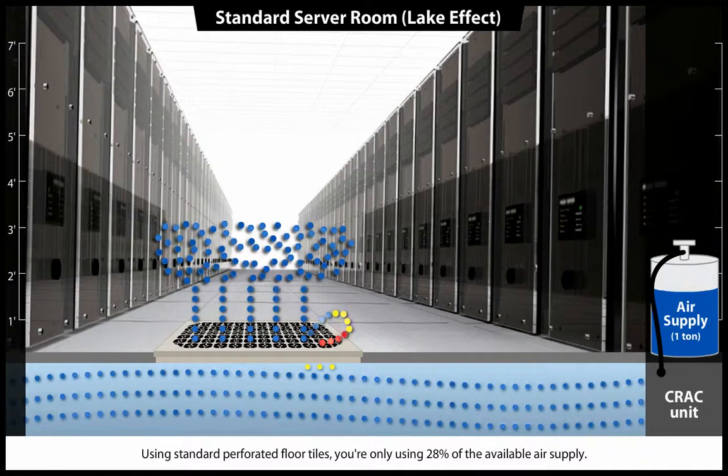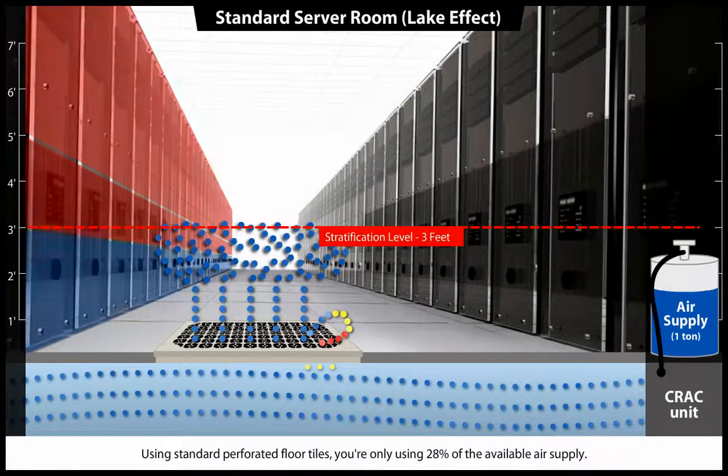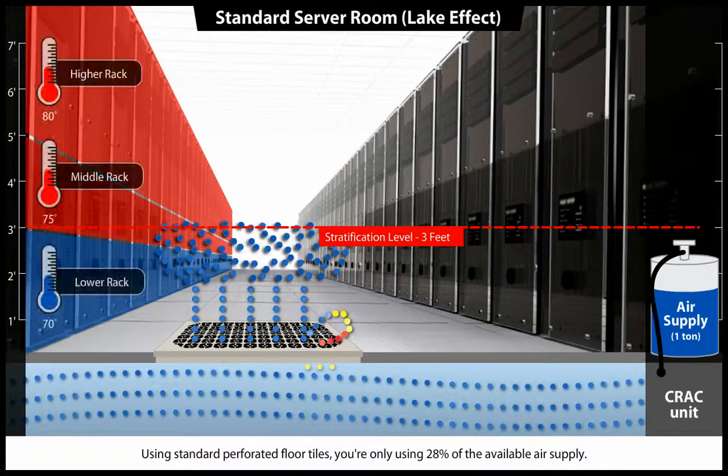Put simply, there is enough cool air, but it's not getting to where it needs to be, resulting in pools of cold air sitting in the middle of the server aisle. We call this lake cooling because the air sits stagnant under the floor and leaks to the middle of the aisle. Air doesn't flow into the server frames themselves, nor does it flow to the upper servers. This results in an unacceptably low stratification level.